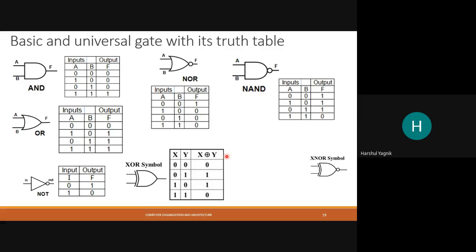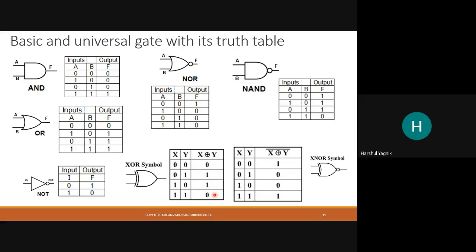And then XOR logic gate. Here, if inputs are unequal, if inputs are not same, then output is 1. But if inputs are same, then output is 0. XNOR symbol. What it does? If inputs are equal, 0, 0 or 1, 1, then output is logic 1. If inputs are unequal, then output is 0. XNOR gate is also called as equivalence gate. If inputs are equal, then output is 1.